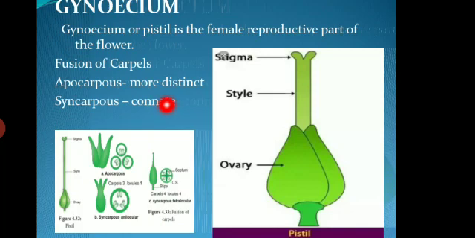In apocarpous, the pistil contains two or more distant carpels. For example, annona. In syncarpous, the pistil contains two or more carpels which are connate. For example, citrus and tomato. Then syncarpous tetralocular: the four carpels present in the tetracarpellary ovary.